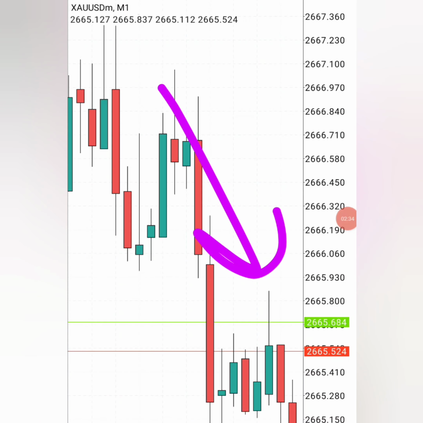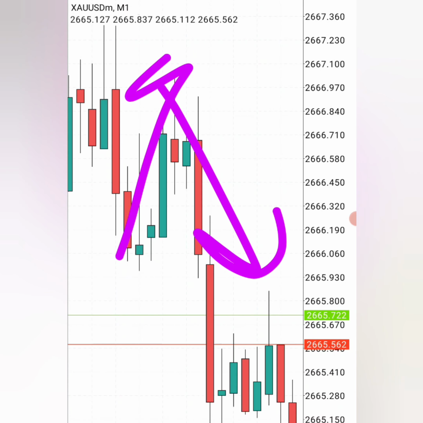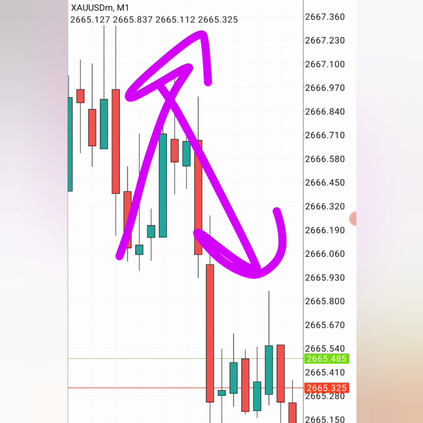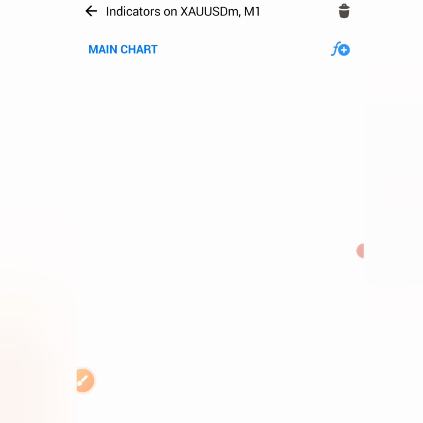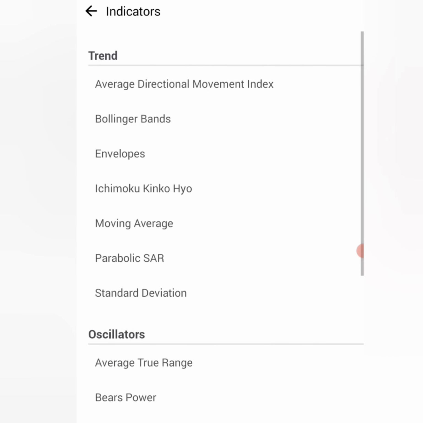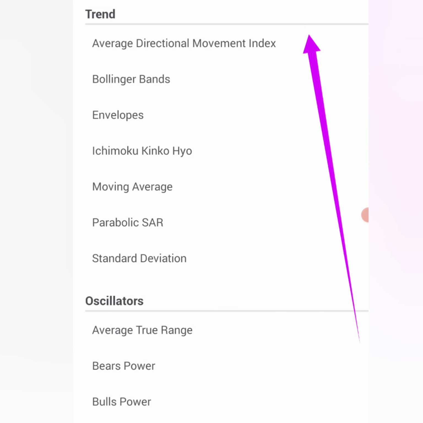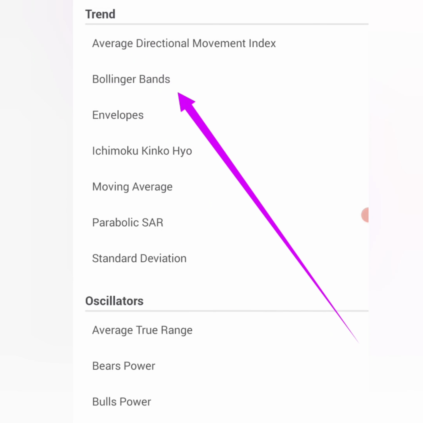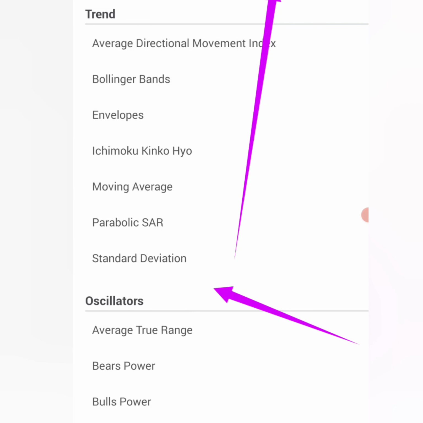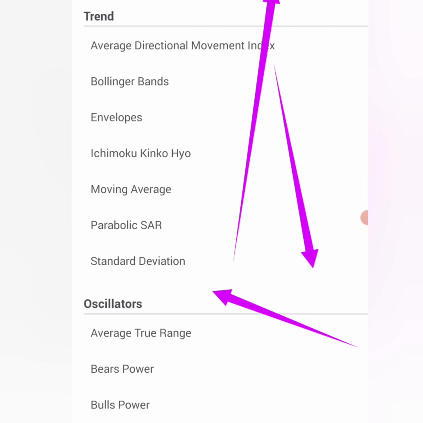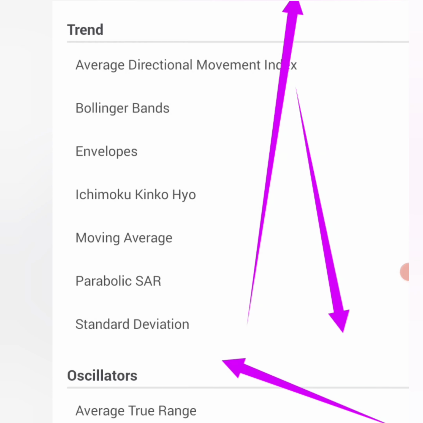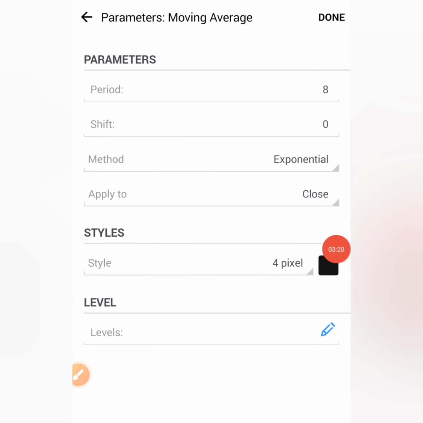First thing you need is to find an indicator which is going to tell you the direction of where the market is going. So on MT4 or MT5, there are many indicators which can tell you the direction of where the market is going, which is called the trend. So right here, you can see all the indicators which can tell you if the market is going up or if the market is going down. So just choose one which you're comfortable with or the one that you understand best. So right now, we're going to go with the moving average.